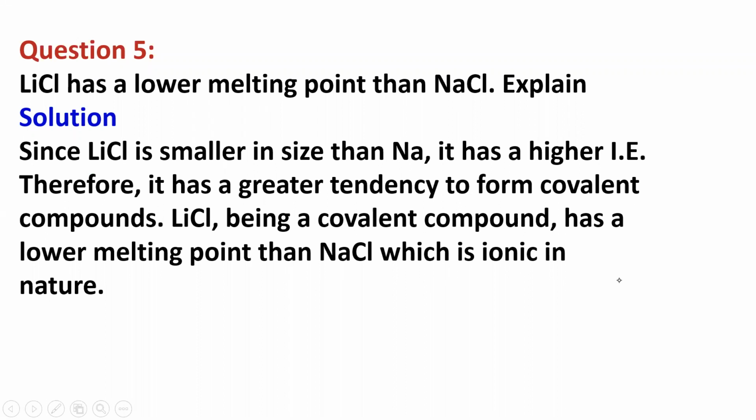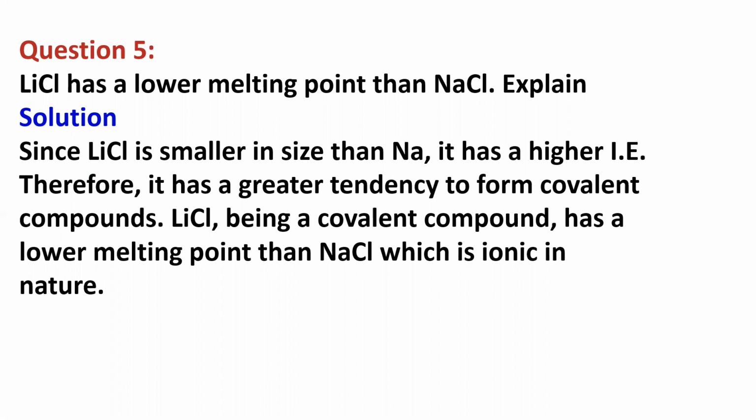The valence electron of lithium atom has more nuclear attraction. So due to this, what happens? It has larger ionization energy. Therefore, it has a greater tendency to form covalent compounds. That's why, even though lithium is a metal, its compounds are covalent in nature, and they have a low melting point, because of the greater tendency to form covalent compounds due to higher ionization energy.